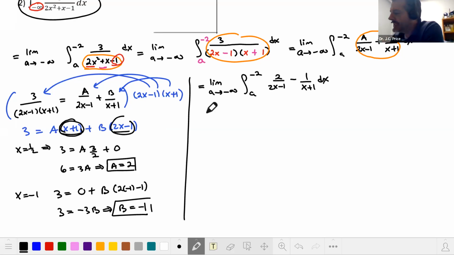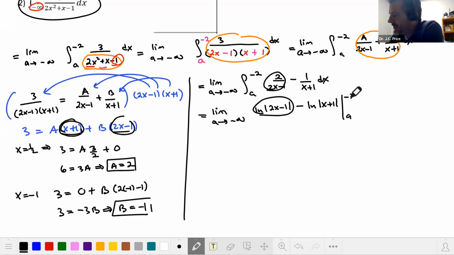So now I can integrate all this stuff out here. It's going to be equal to the limit as a goes to negative infinity of ln, absolute value of 2x minus 1. And that's actually the derivative. So you take the derivative of this, it's actually that. So it's 1 over the derivative of the insides times 2, and then minus ln, absolute value of x plus 1. And I'm going from a to -2.